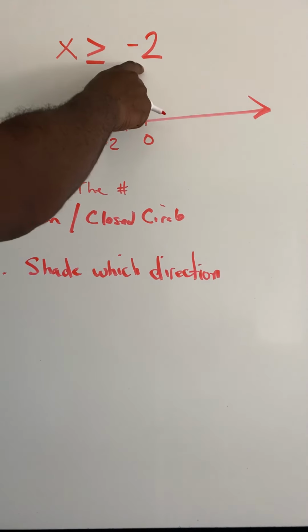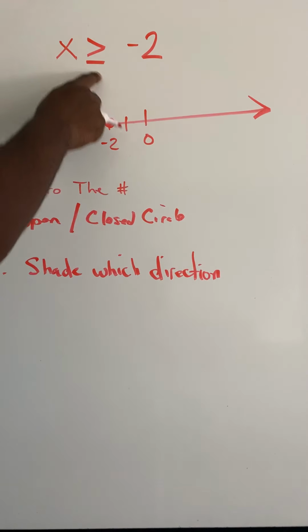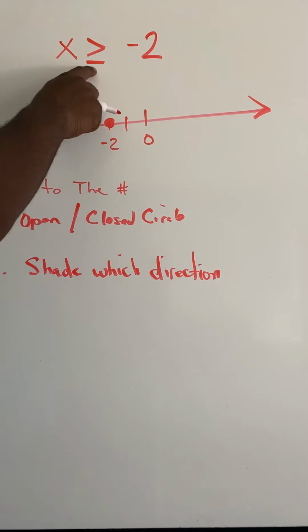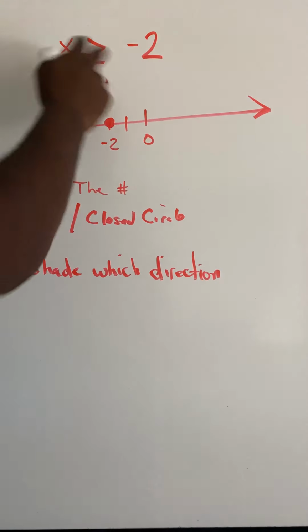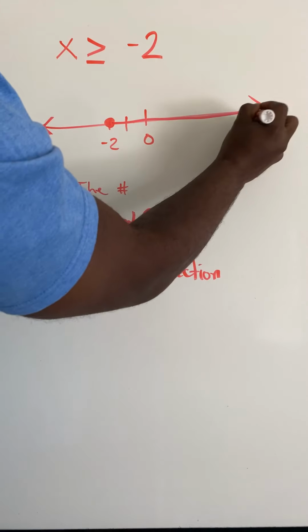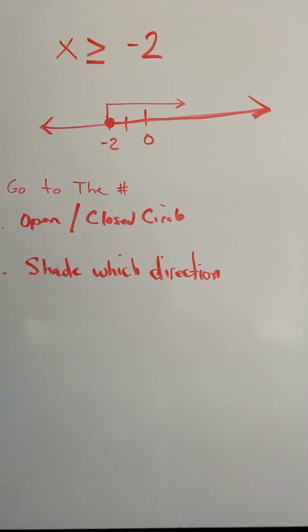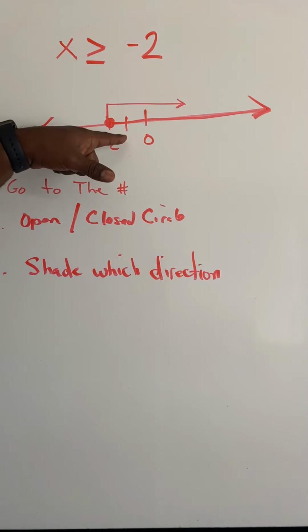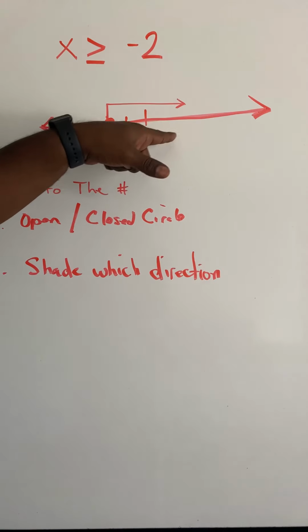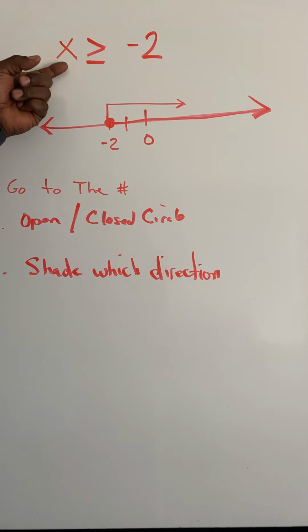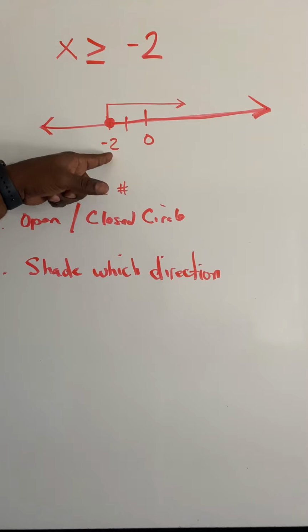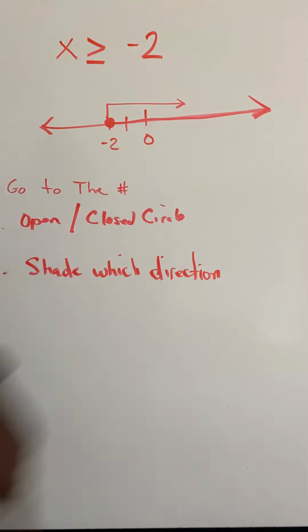So, first step, go to the number, -2. Second step, open or closed circle. It's closed because I have an equal sign underneath the inequality. Which way am I shading? Right or left? It's greater than, so I shade to the right. What does that mean? That means that x can be -2, it can be -1, 0, 1, 2, 3, 4, 5, 6, 7, 8, 9, 10, a gazillion. All of those numbers are greater than or equal to -2. So -2 is included and then every number to the right of it. Okay? All right, so we're going to go through the rest of these.